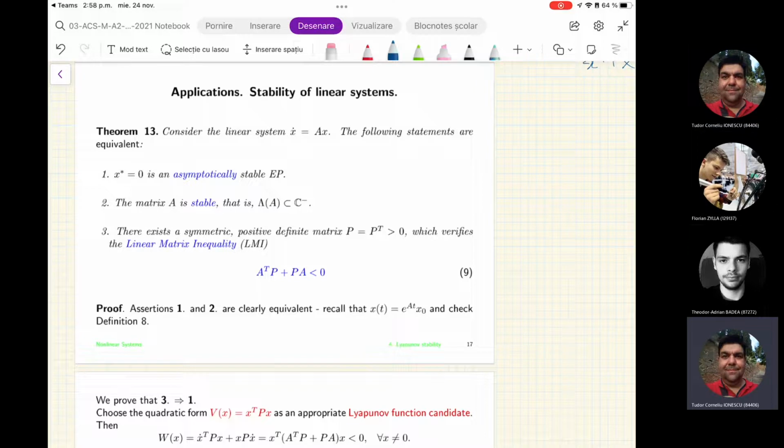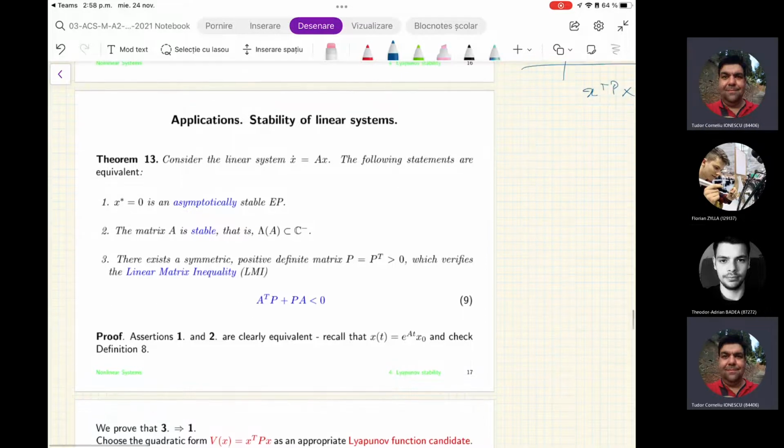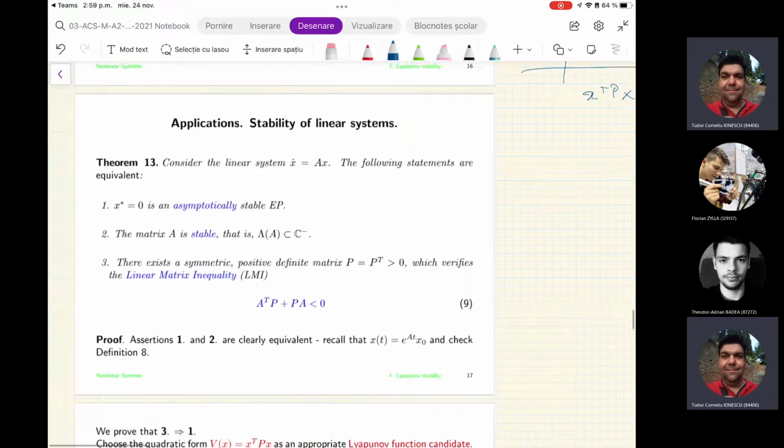So we consider now the linear system x dot is Ax, with the initial condition x0. The following statements are equivalent. x star equal to 0 is an asymptotically stable equilibrium point if and only if the matrix A is stable, that is, the spectrum of the matrix A is in the open left half plane.